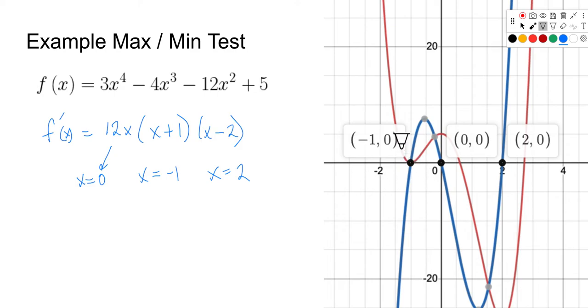And again, we can see that, let's go with orange, I don't use that much. At this point, negative 1, the derivative is negative to the left of negative 1, and the derivative is positive to the right.